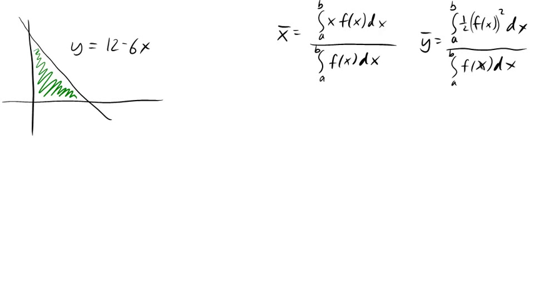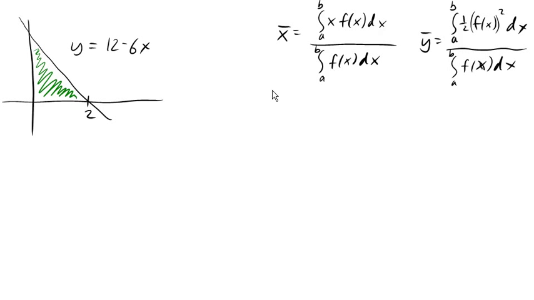Okay, we want to find the center of mass of a lamina bounded by the function y equals 12 minus 6x, and then the axes, the x and the y axes, so this little green region here. And so we're going to use the center of mass formulas from the book, and so first thing we need to do is find the bounds of our integration. So we'll notice here that y will be 0 when x is 2. And so now we got the bounds of our integration.